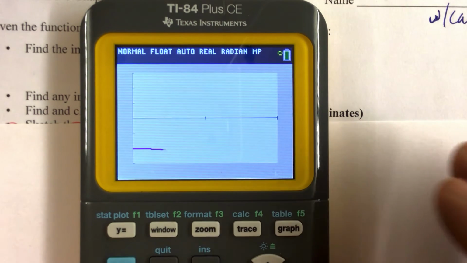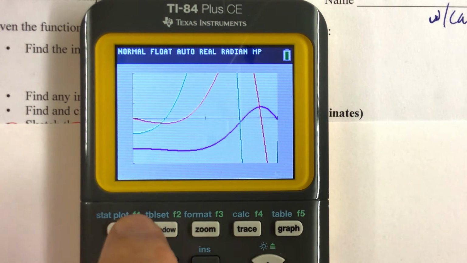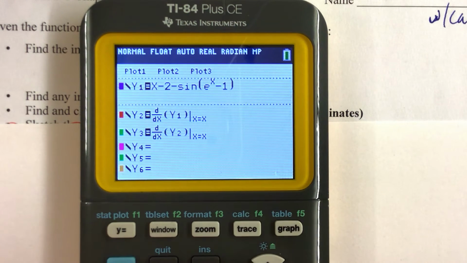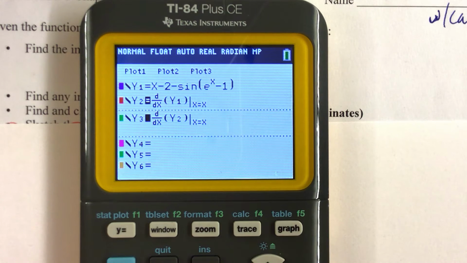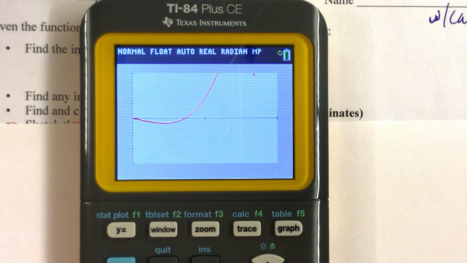And now hit graph. And you can see the blue graph is our f of x, the red graph is f prime, and the green graph is f double prime. It gets kind of confusing when we're looking at all three graphs at the same time. So we want to hit y equals again and deselect the f of x by hitting the left arrow, and then put the cursor on the equal sign and hit enter. Put the cursor on the equal sign for y3, which is the second derivative, hit enter, and then we're going to go ahead and only look at f prime.